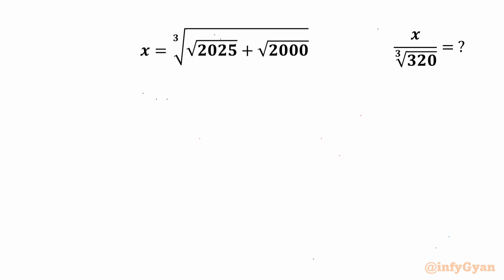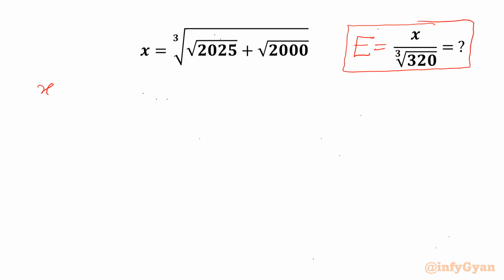In this video, we'll be solving another very interesting question from radical expressions. If x is the cube root of (square root 2025 plus square root 2000), then we have to evaluate the expression x over cube root of 320. Let's say this required expression is E.